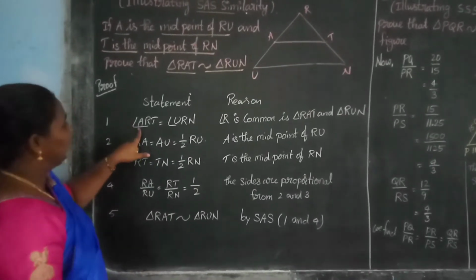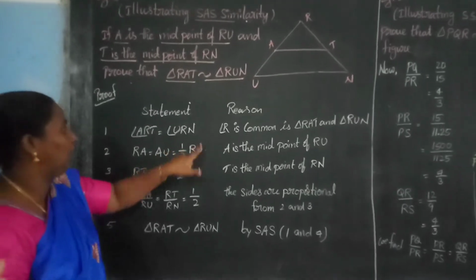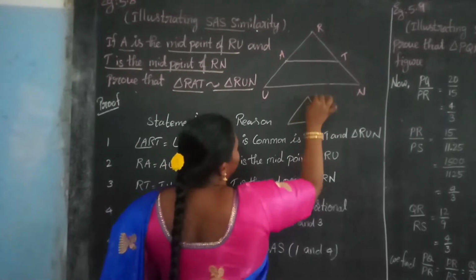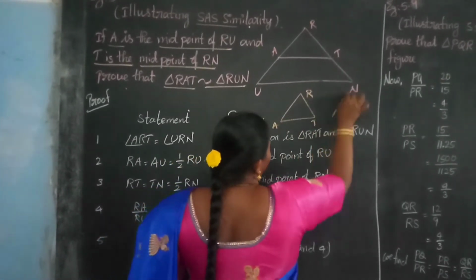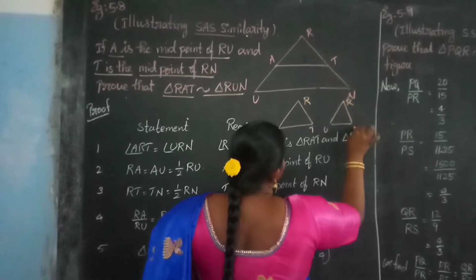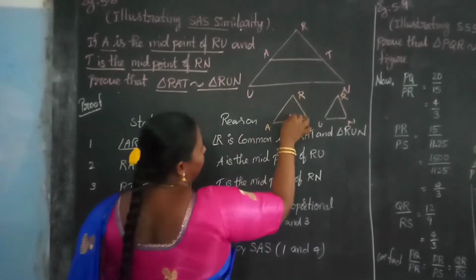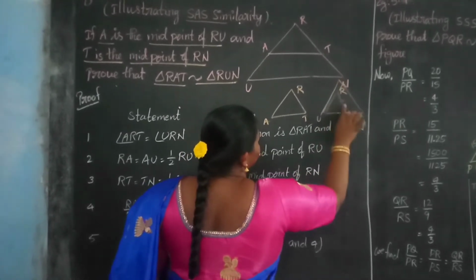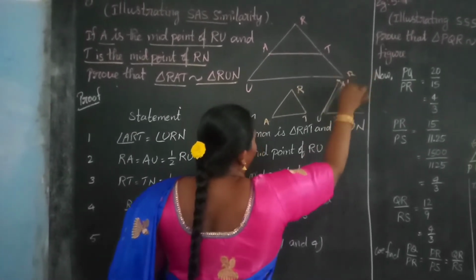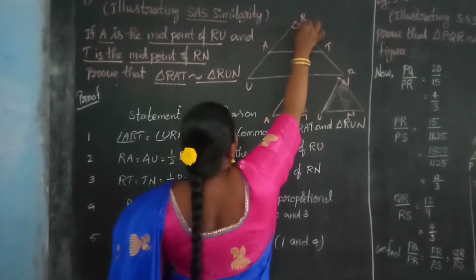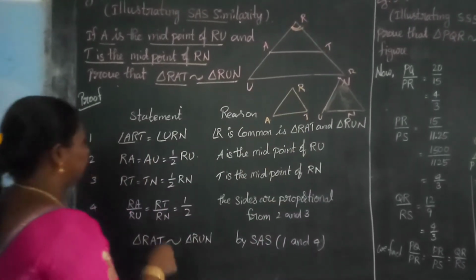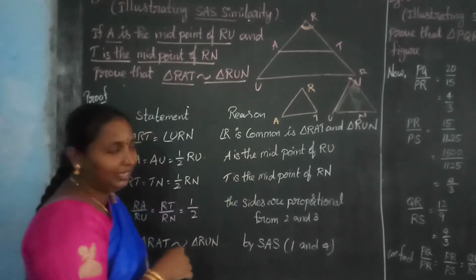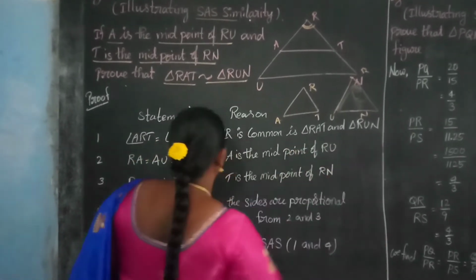Say this angle ART equal to angle URN, because R is a common angle for both the triangles RAT and RUN. See this. So RAT, this is the smaller triangle. Imagine this one is the bigger triangle, a big triangle like this. So RUN and RAT have a common angle for both triangles. So angle ART equal to angle URN. Angle R is common in triangles RAT and RUN.